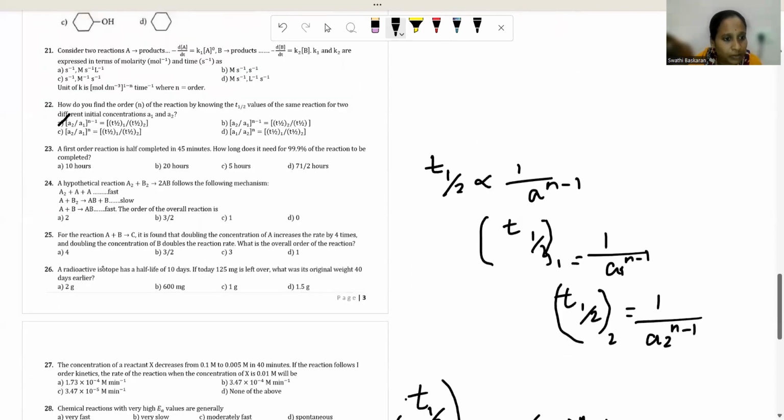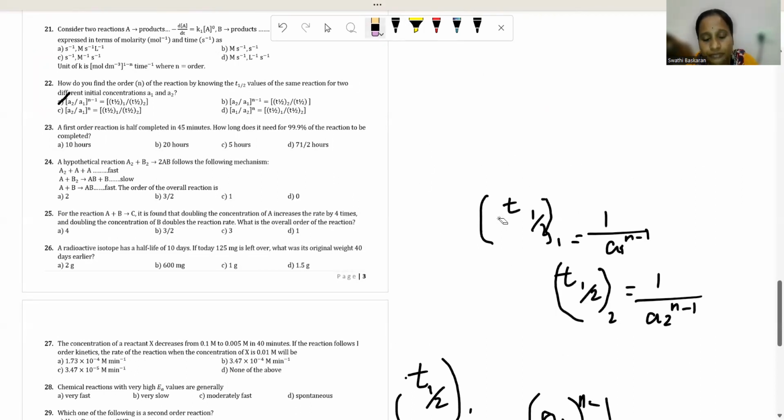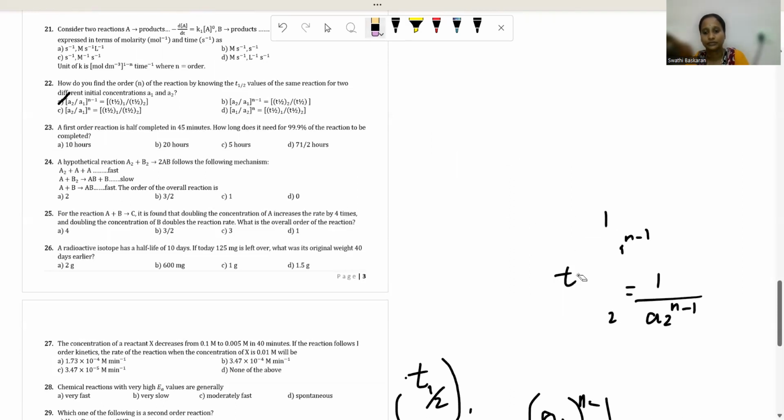Okay. Now coming to the next question. Before we start with the next question, let me also erase this. So what is this question? A first order reaction is half completed in 45 minutes. How long does it need for 99.9% of the reaction to be completed?